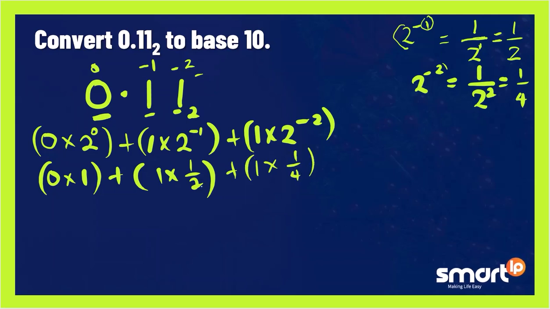So 0 times 1 gives us 0. 0 plus 1 times half gives us half, because any number multiplied by 1 is the same number. Half plus 1 times 1 over 4 gives us 1 over 4. Quick one: let's add the fractions together. We have half plus 1 over 4.